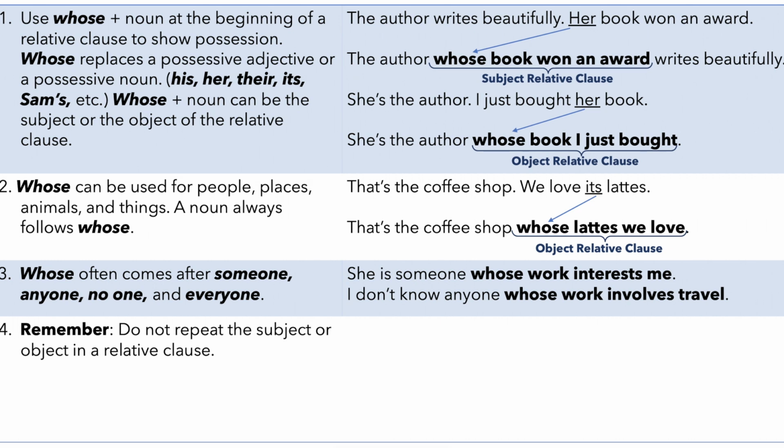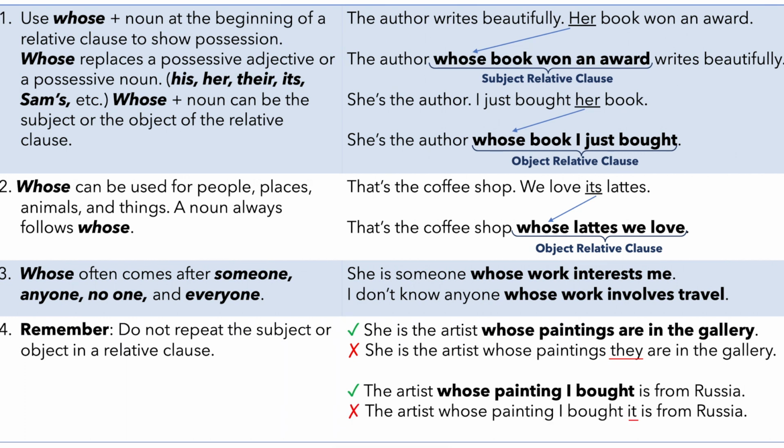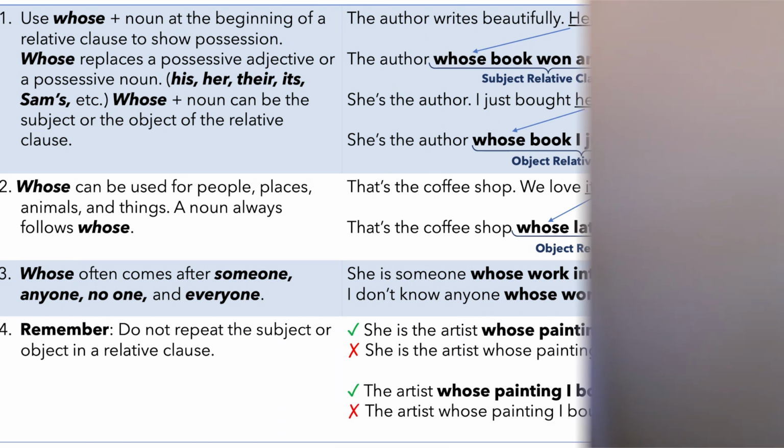Rule number 4. Remember this. Do not repeat the subject or object in the relative clause. This means we can say, she is the artist whose paintings are in the gallery, but we can't say, she is the artist whose paintings they are in the gallery. We just don't repeat the subject or object using a pronoun like this. And we can say, the artist whose painting I bought is from Russia, but we can't say, the artist whose painting I bought, it is from Russia.